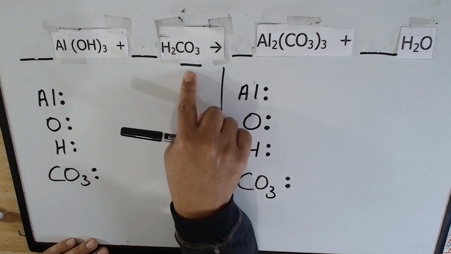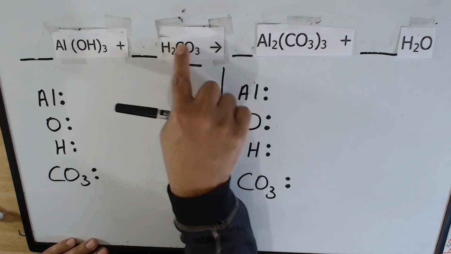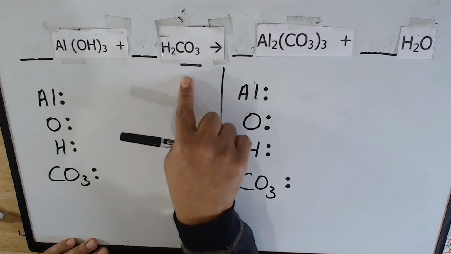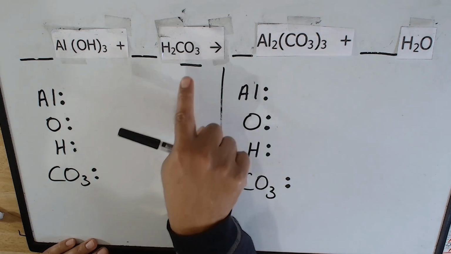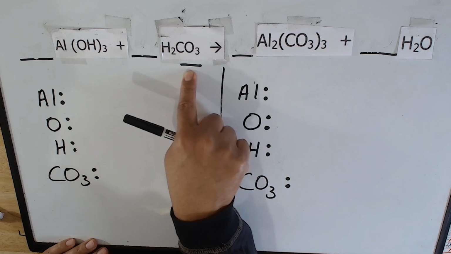The next polyatomic ion is carbonate. It appears one time in the reactant side and it appears one time in the product side. So I'm going to keep it together. I'm not going to break it down.